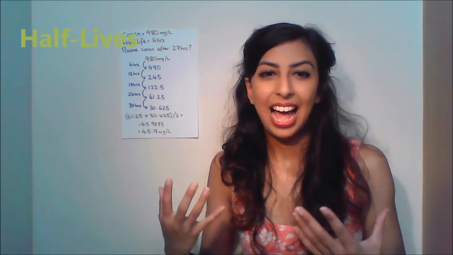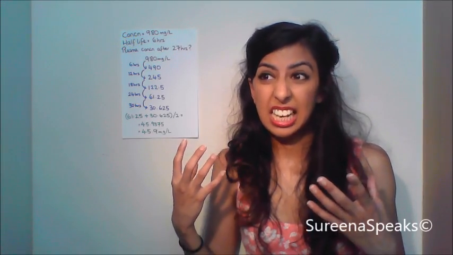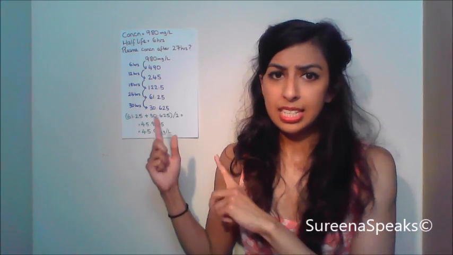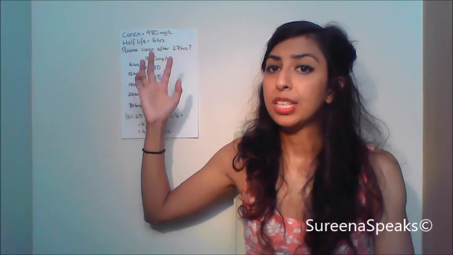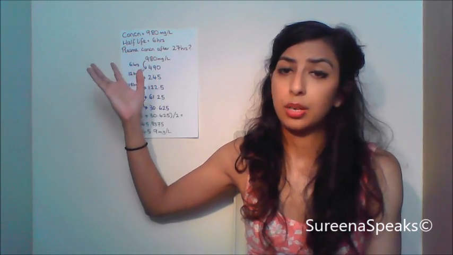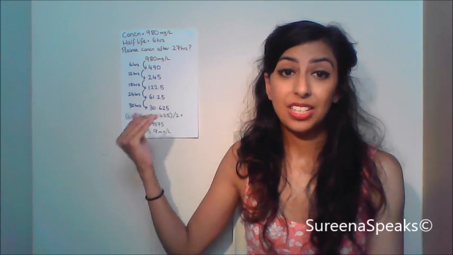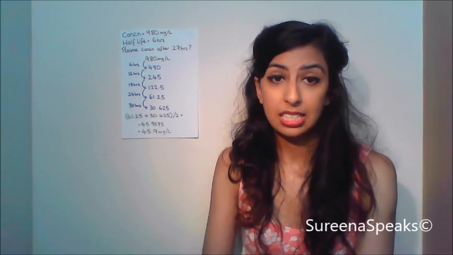So another type of question that you wanted me to go through was half-lives, and when the half-life numbers they use aren't the nicest of numbers. So this is an example of that. Say for example you have some medication which has a concentration of 980 milligrams per litre and it has a half-life of 6 hours. The question is asking, what is the plasma concentration going to be after 27 hours? Now 27 isn't divisible by 6, so it might be a little bit tricky.